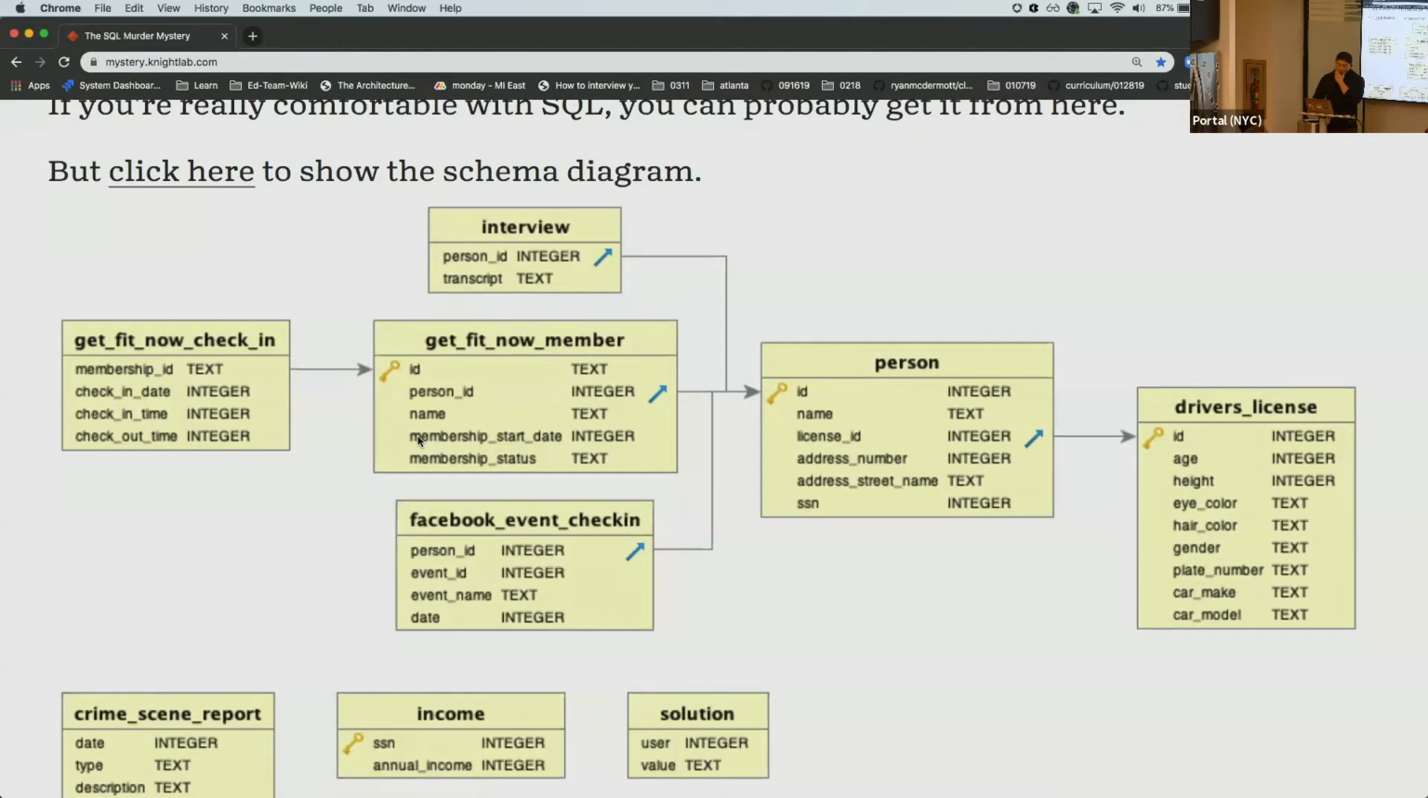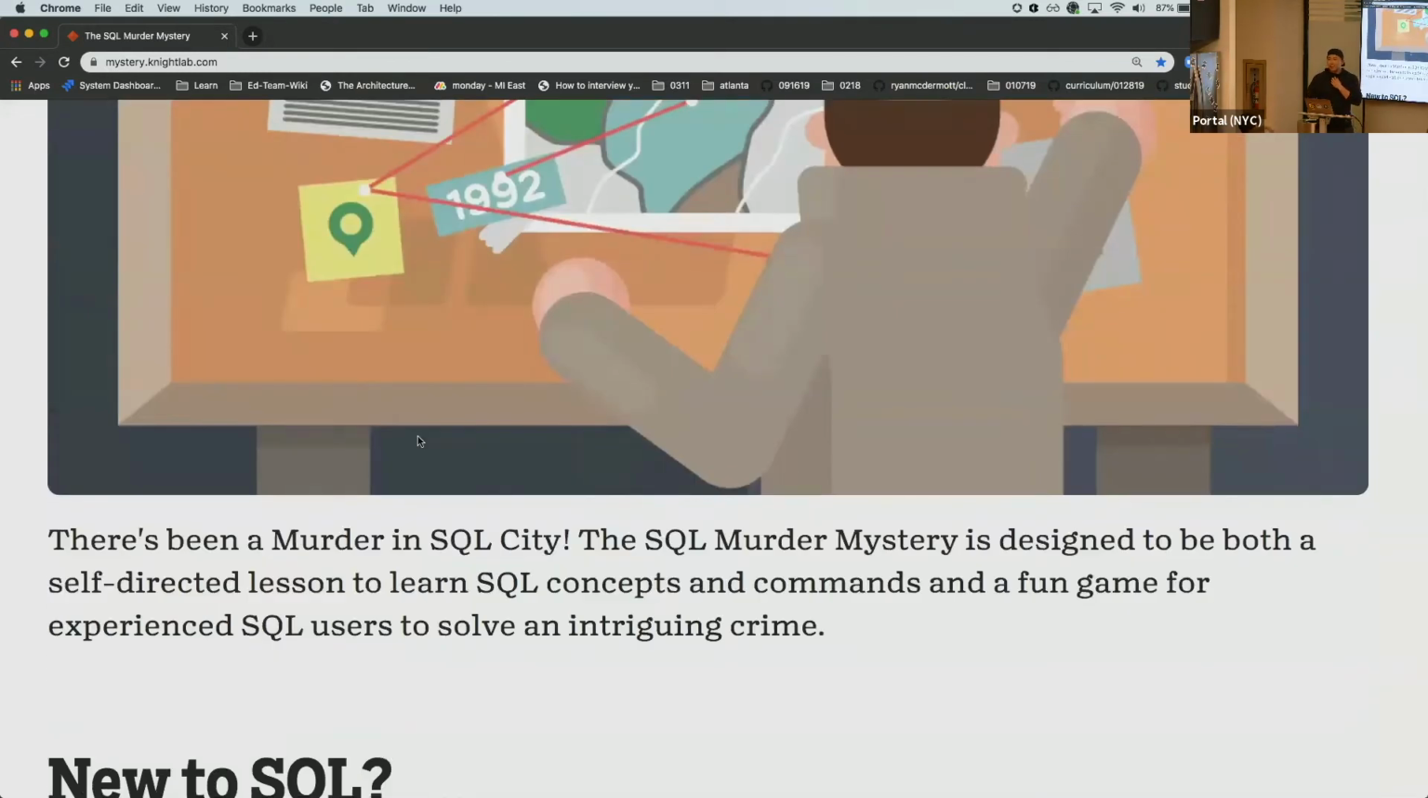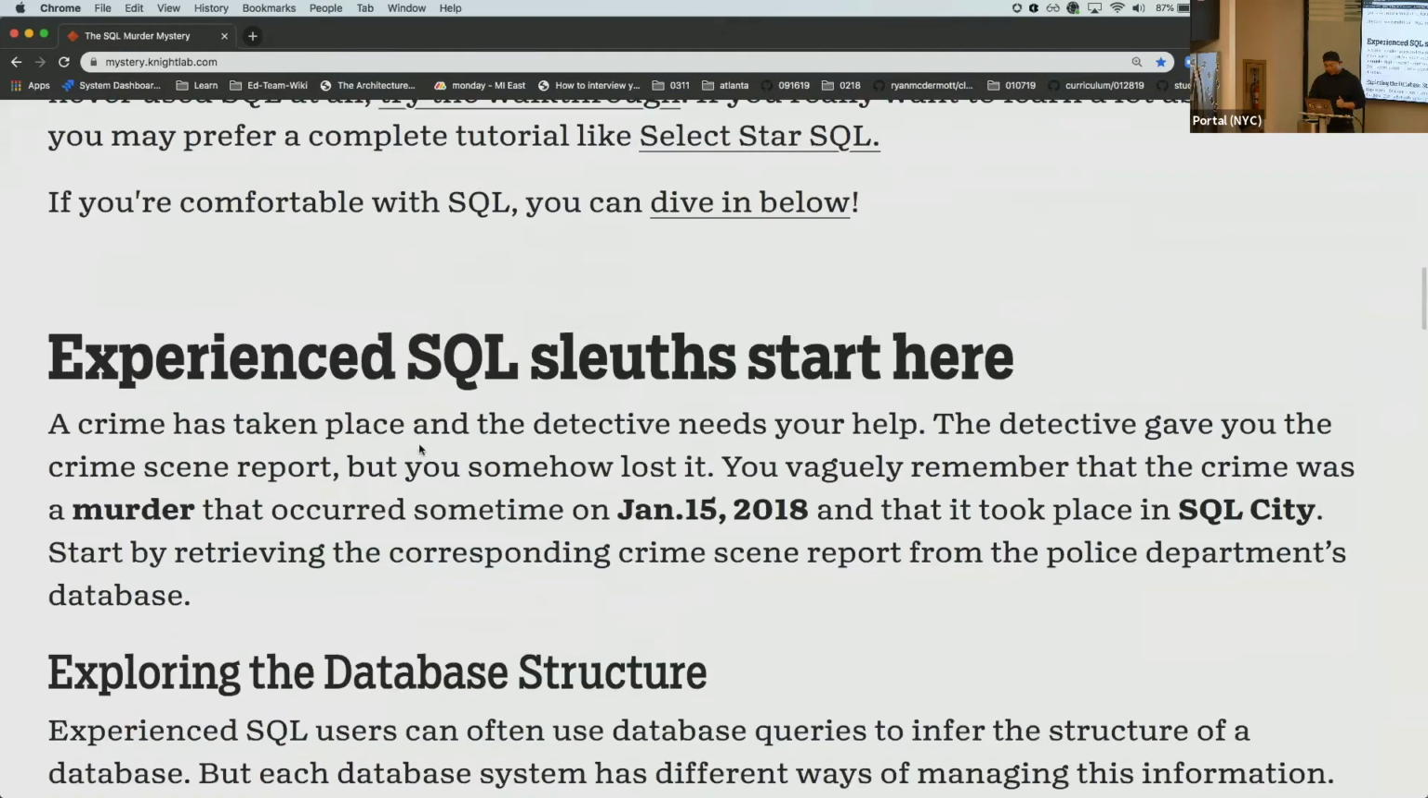All right. So this is what we do know. I'm yelling, so if this mic captures the entire thing at 11 volume, I'm sorry. Here's what we do know. You vaguely remember that there was a murder that occurred on January 15, 2018 in SQL City. Classic. All right, that's all we know.